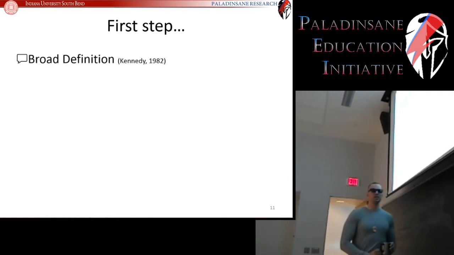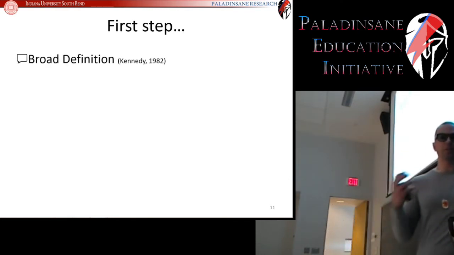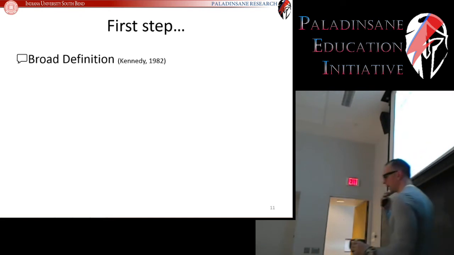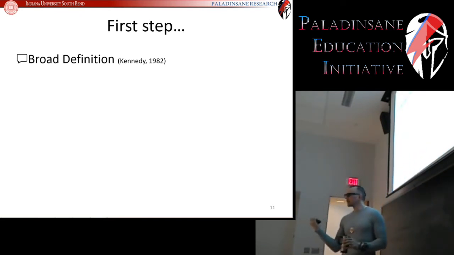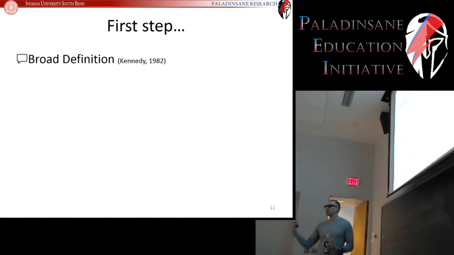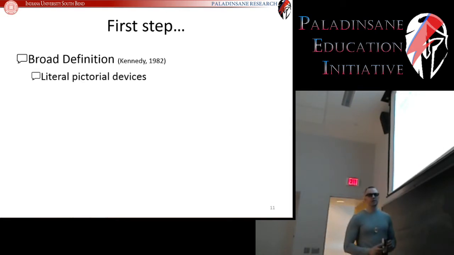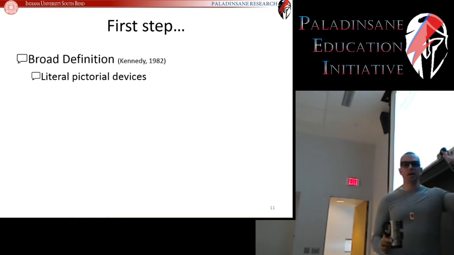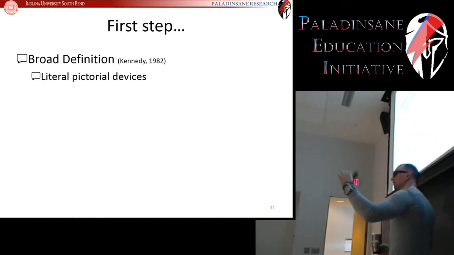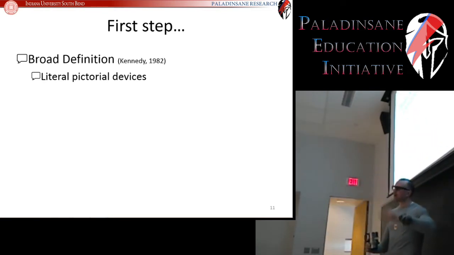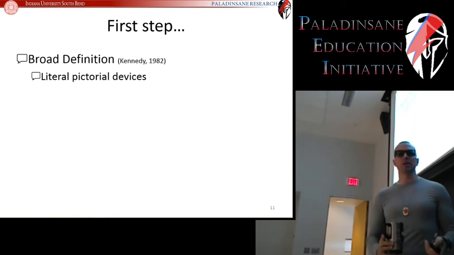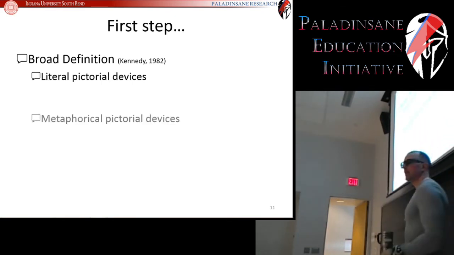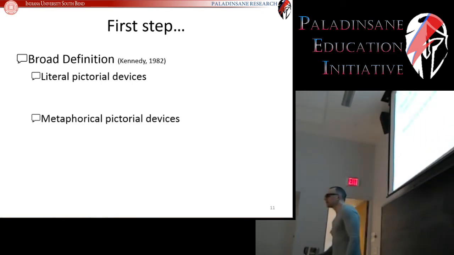And the first step is that we need a definition of pictorial devices, and we're going to need a definition for metaphoric and literal devices. So literal pictorial devices, and this comes from Kennedy, who was my supervisor, and his supervisor was Gibson. So most of this is going to be very ecological psychology based. So we need a literal pictorial device definition. We need a metaphorical pictorial devices definition.